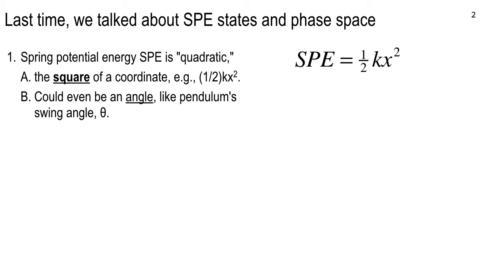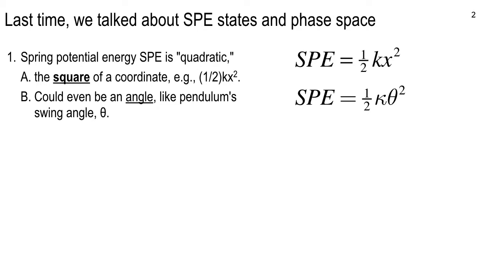And I was measuring it after class and thinking, is that really justified? And it is. The difference in the distance traveled for that pendulum, along the curved path, versus the putative flat path on the x-axis is pretty small. It's less than 10% difference, so that's considered good. So you could have a SPE that looks like this, 1/2 k times theta squared, theta representing the swing angle.